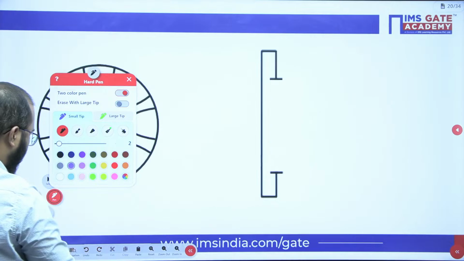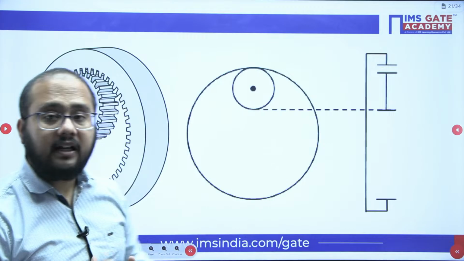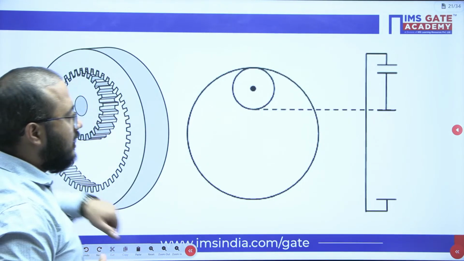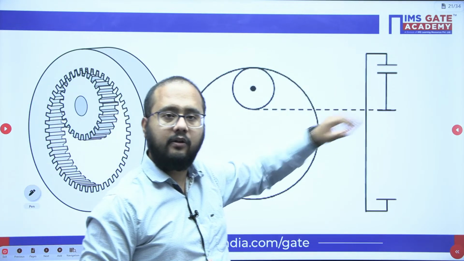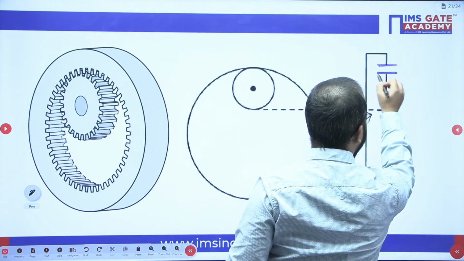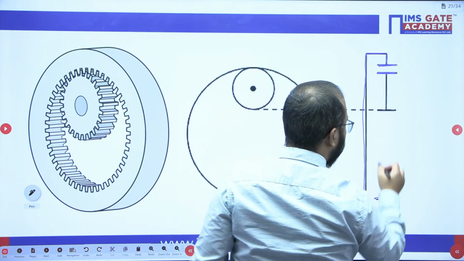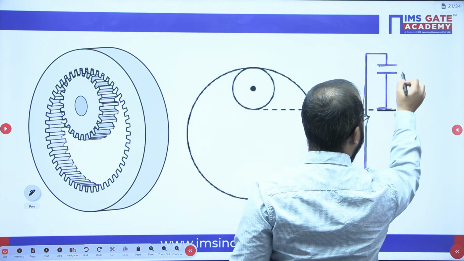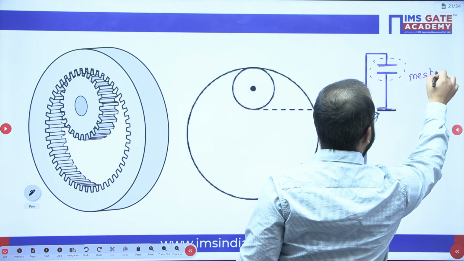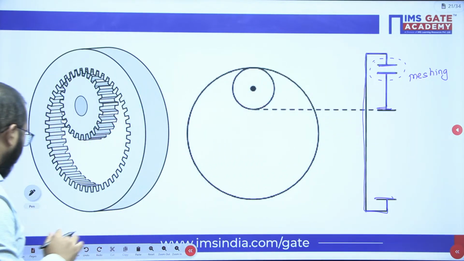Okay, now see one example of internal gear meshing. Please try to observe here. This is an internal gear and this is another gear, and they are meshing. So this kind of line diagram we will be drawing. This represents the meshing of the gears. So whenever you find these two lines, it means the meshing of the gears. Right? Now one more example.